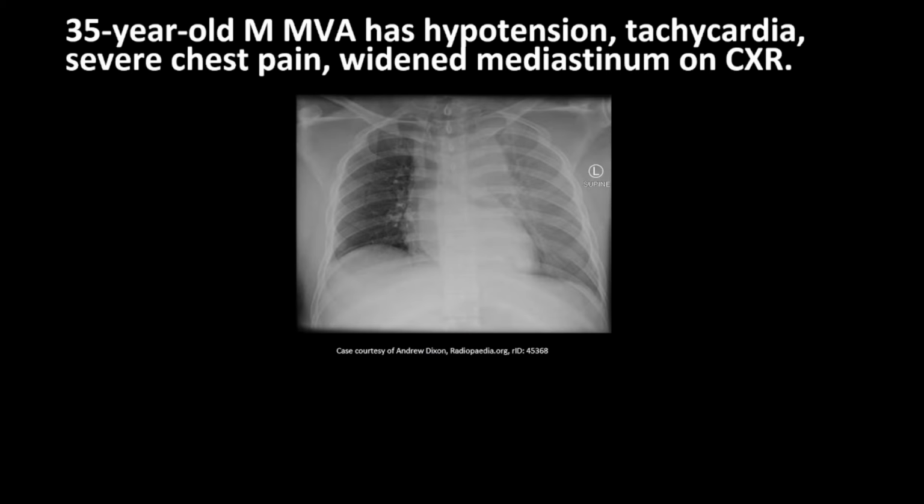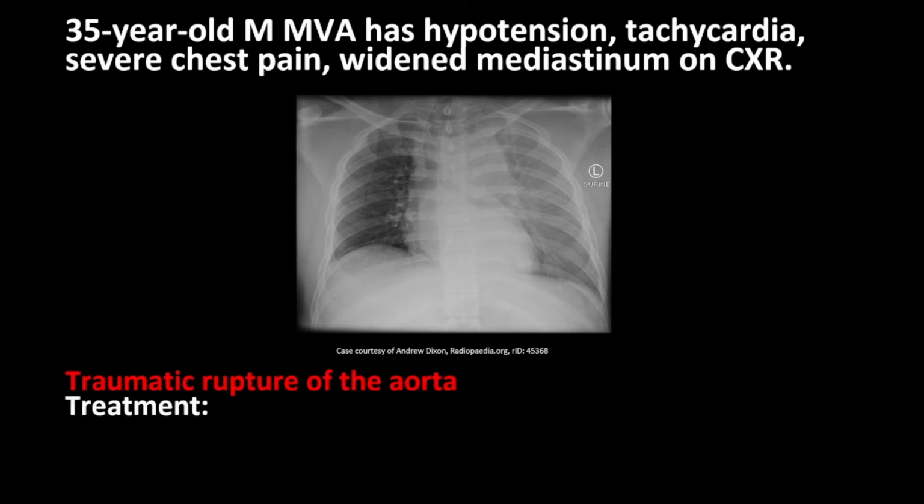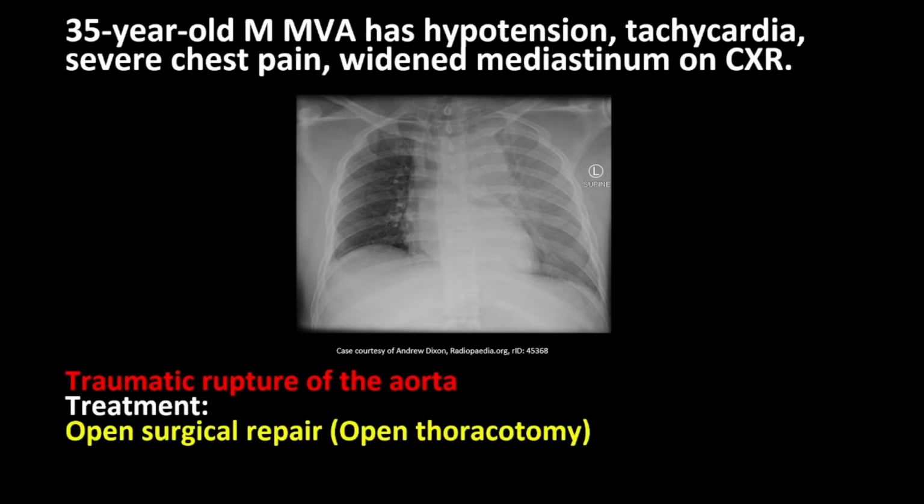So let's say our first case vignette, they give you a 35-year-old male following motor vehicle accident that's now presenting with hypotension, tachycardia, severe chest pain, and a widened mediastinum on the chest x-ray. So you should be thinking about traumatic rupture of the aorta in this situation. Treatment for this is, well, you're taking a surgery shelf, so you can kind of guess what the answer will be. It'll be open surgical repair with thoracotomy.